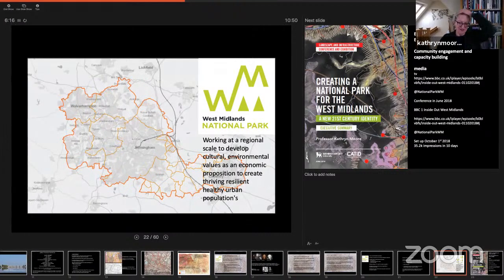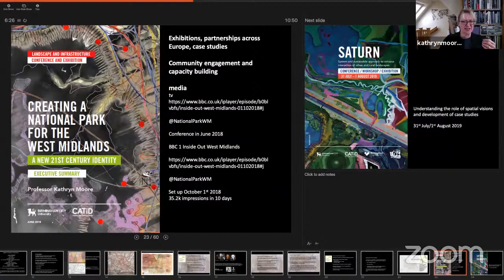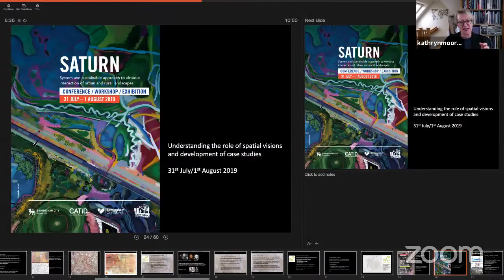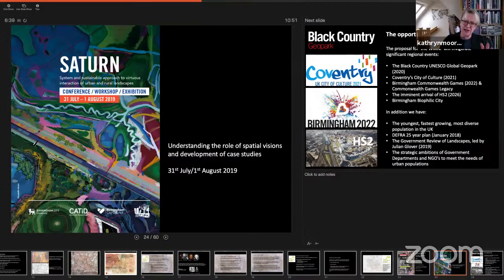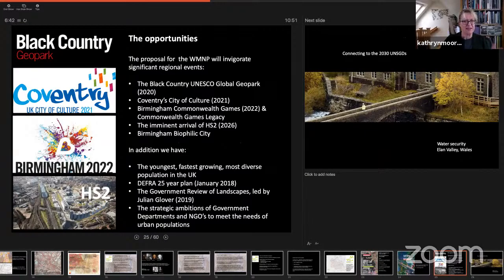So it's very different from the beautiful places that you're describing. It's the whole region across with a number of cities and about 2 million people. And we've been achieving this by having exhibitions and conferences, partnerships across the region. We've been working with partners in Sweden and in Italy through the Saturn project. We've been looking at how we can engage with these key events that are happening: the Black Country Geopark, which is fantastic that it's happened, Coventry City of Culture, Birmingham 2022 for the Commonwealth Games, and the arrival of HS2.